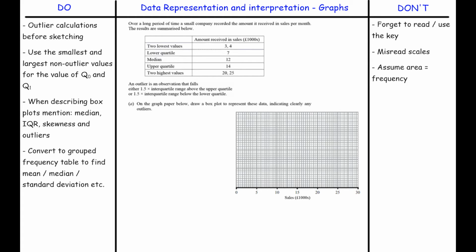Okay, so we're now moving on to data representation and interpretation, basically the graphs that are involved with statistics. Firstly, every time that you're asked to do a box plot, make sure that you've done your outlier calculations before you start to sketch anything. So the very first thing is to identify any outliers.